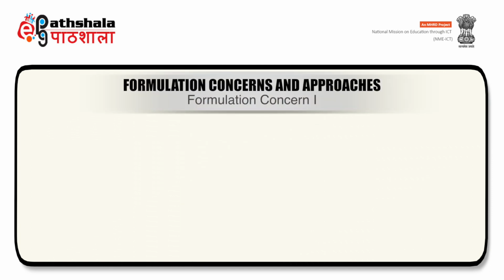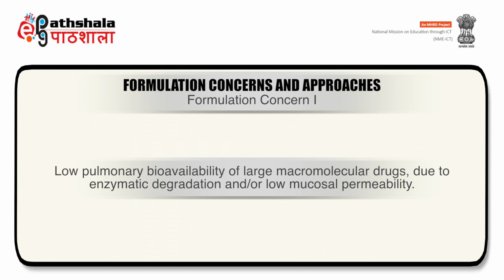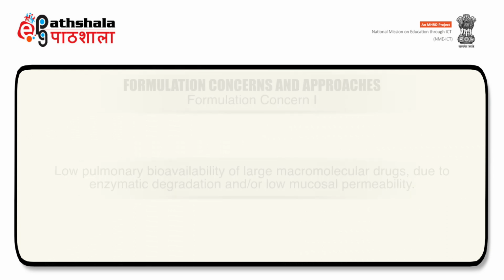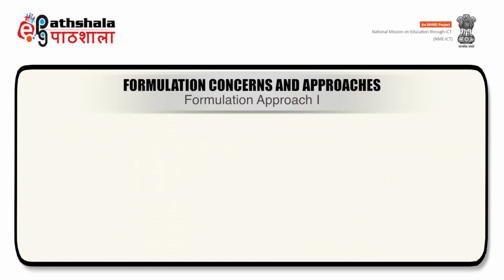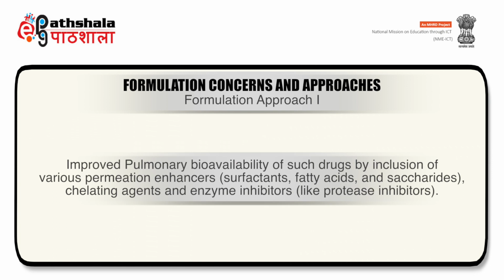Now discussing the pulmonary drug delivery formulation concerns and approaches. Let us discuss formulation concern number 1. The first formulation concern is the low pulmonary bioavailability of large macromolecular drugs due to enzymatic degradation or low mucosal permeability. The formulation approach for this concern is improved pulmonary bioavailability of such drugs by inclusion of various permeation enhancers such as surfactants, fatty acids and saccharides, chelating agents and enzyme inhibitors like protease inhibitors.